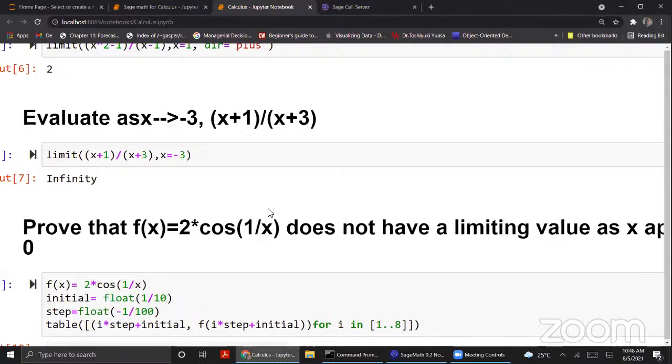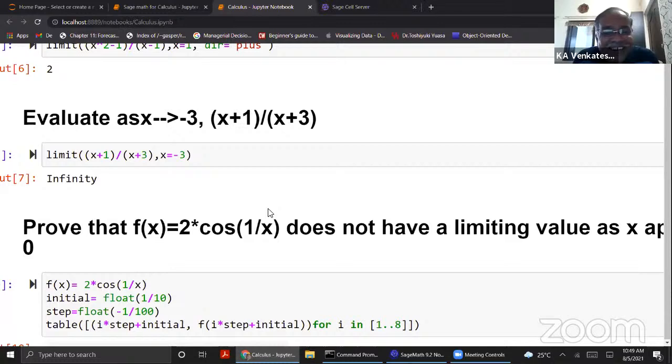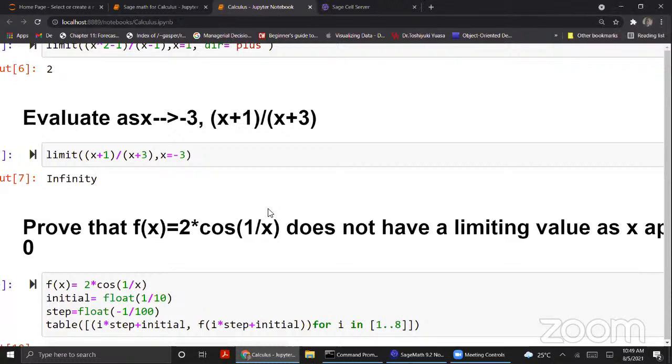Yes, sir. This is going fine. And we are typing it side by side in Sage Math Cell also. Okay, very good. Yeah, and the answer will come.